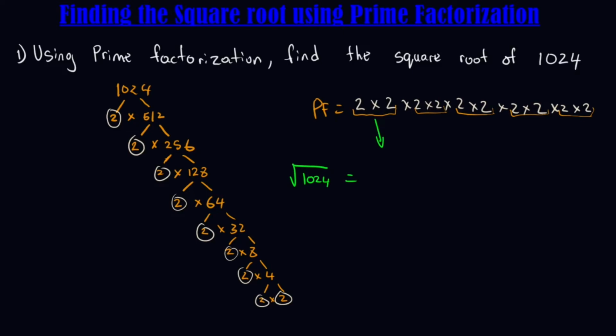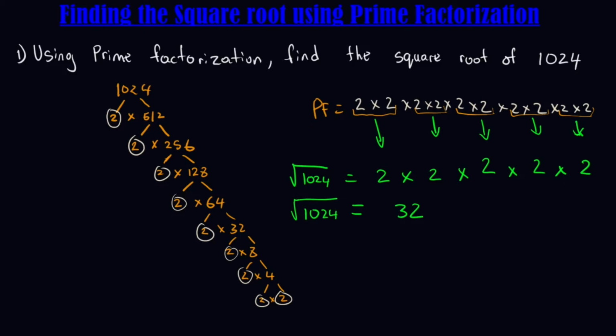So one factor from this pair right here would be a 2. One factor from this pair would be a 2. One factor from this pair is another 2, another 2, and another 2. So we're finding the product of 5 2's. So 2 to the 5th power, and that is equal to 32. Therefore, the square root of 1024 is 32.